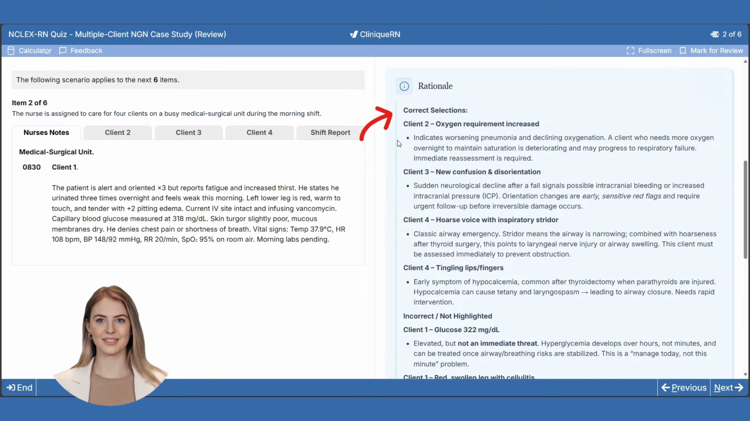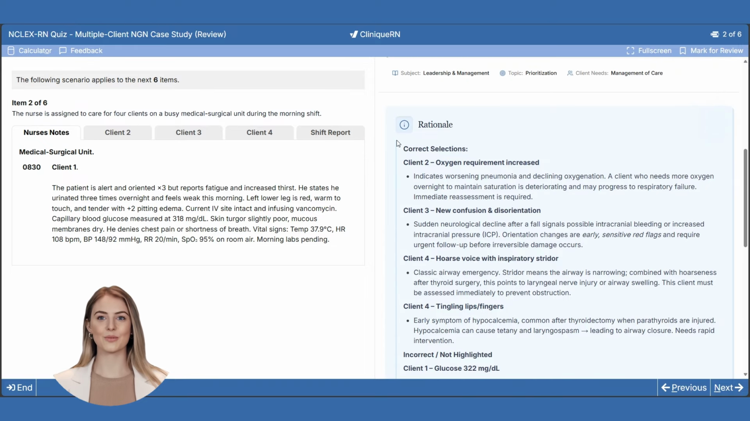Correct selections. Client 2, oxygen requirement increased. Indicates worsening pneumonia and declining oxygenation. A client who needs more oxygen overnight to maintain saturation is deteriorating and may progress to respiratory failure. Immediate reassessment is required. Client 3, new confusion and disorientation.